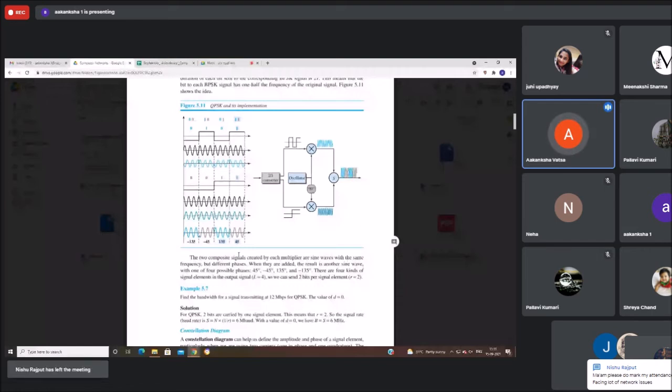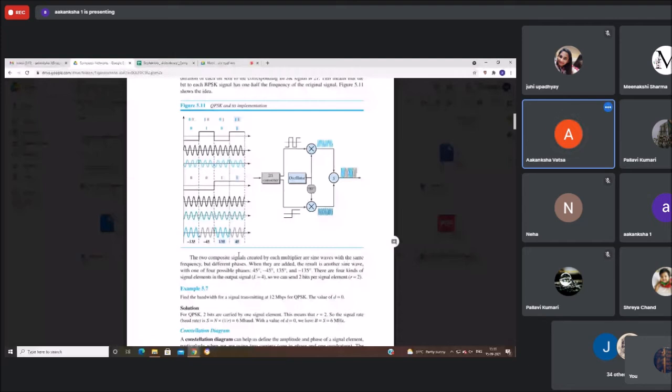Similarly, -45 degrees phase with A1 amplitude and A2 amplitude. Similarly, 135 phase with A1 amplitude and A2 amplitude, and 45 degrees phase with A1 amplitude and A2 amplitude. Now there would be 8 combinations of phases and amplitudes. So we'll be having 8 different analog signals, 8 different sine waves with some phase and some amplitude.